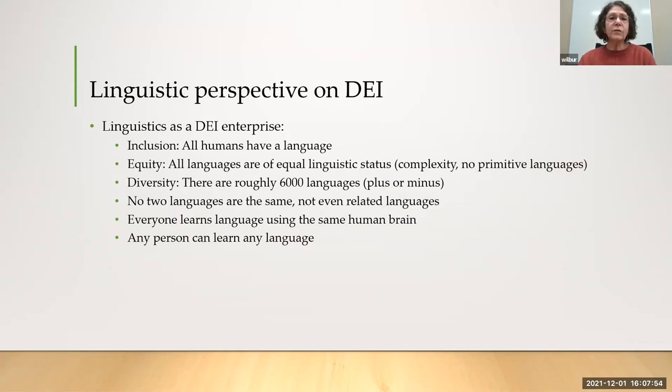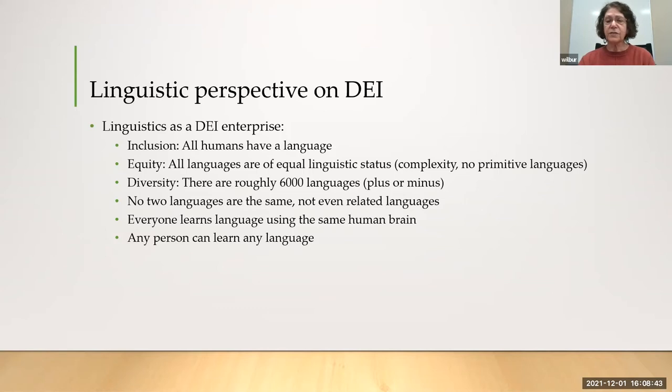So from a linguistic perspective on DEI, linguistics is a DEI enterprise in a number of ways. For example, inclusion, we note all humans have a language. Equity, all languages are of equal linguistic status. No languages are more or less complex, and there are no primitive languages. Diversity, there are roughly 6,000 languages, plus or minus, we're not really sure. It depends how you count, what you consider to be a language as opposed to a dialect, and also they are disappearing at a rather rapid rate.